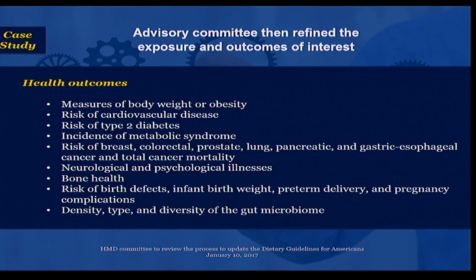Similarly, they talked about a number of different health outcomes. So when we're talking about health outcomes, there's obviously a lot of health outcomes that could be considered. And this list here is a list of some of the outcomes that they discussed. Measures of body weight or obesity, risk of cardiovascular disease and type 2 diabetes, incidence of metabolic syndrome, risk of certain types of cancer, neurological and psychological illnesses, bone health, risk of birth defects, infant birth weight, preterm delivery and pregnancy complications, as well as the density, type, and diversity of the gut microbiome.